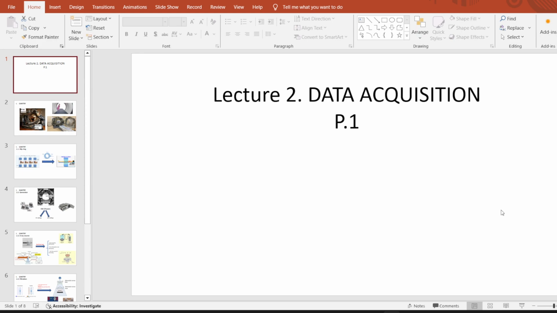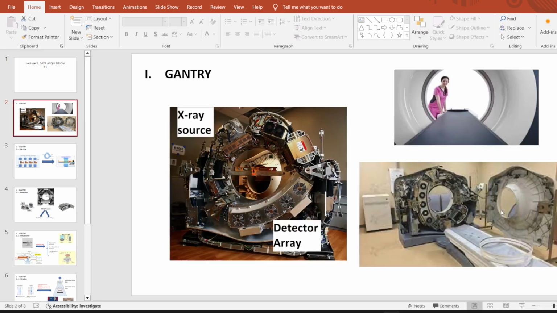We covered the basic principles of CT in Lecture 1. Today we're going to Lecture 2, data acquisition. That means we will go into more detail about our CT system, computed tomography. So let's start, right? First of all, I want to introduce you to the gantry.